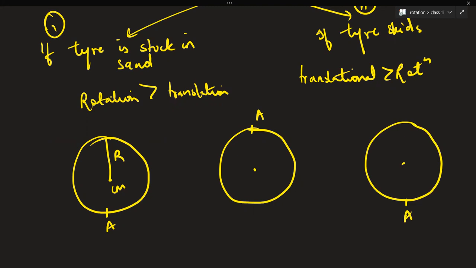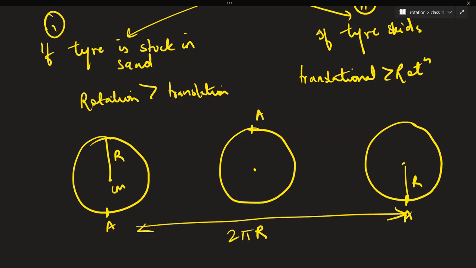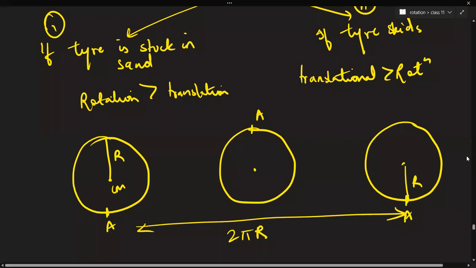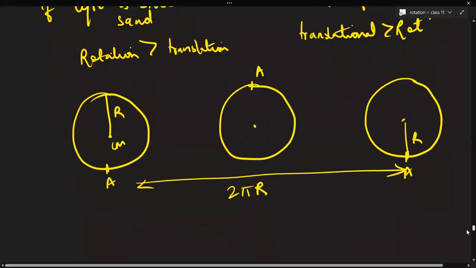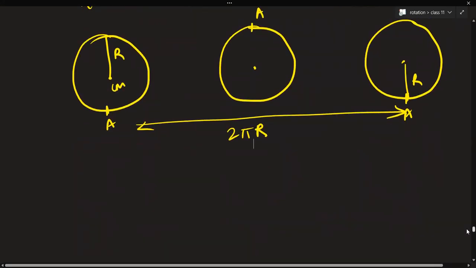So how can I say translation and rotation are the same? See class, point A was here. Now again we are getting point A. If the radius is R, it means the entire periphery, the entire circumference of the circle, has been covered. Every point on the circle has touched the ground. It means this entire distance is nothing but 2 pi r. So this is exactly the distance covered by the point in one complete rotation.